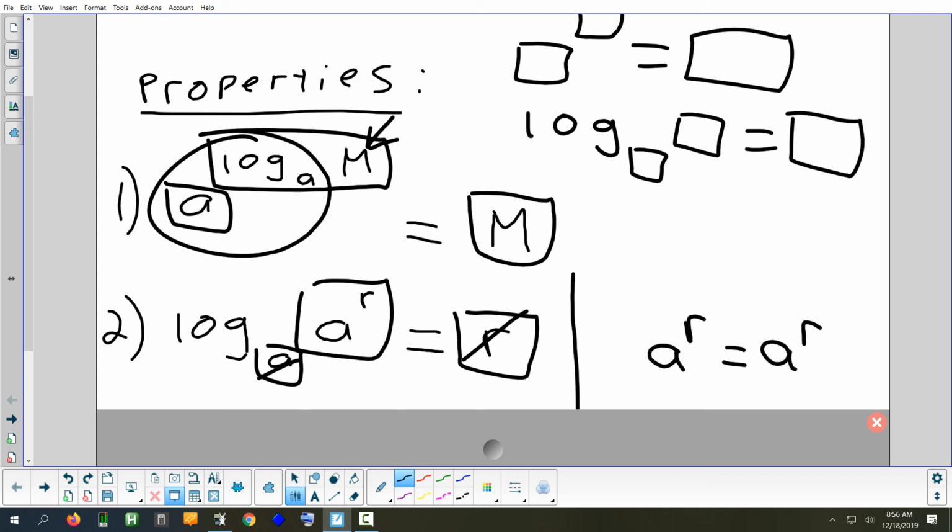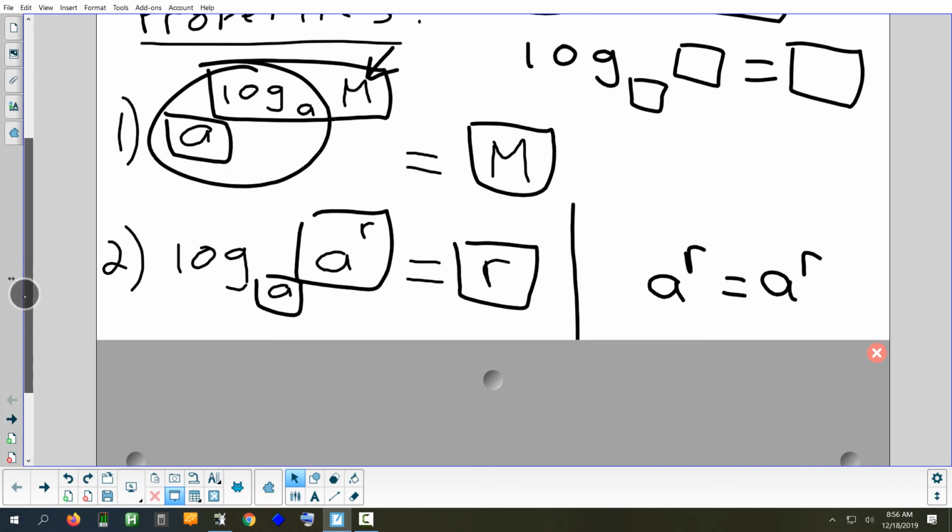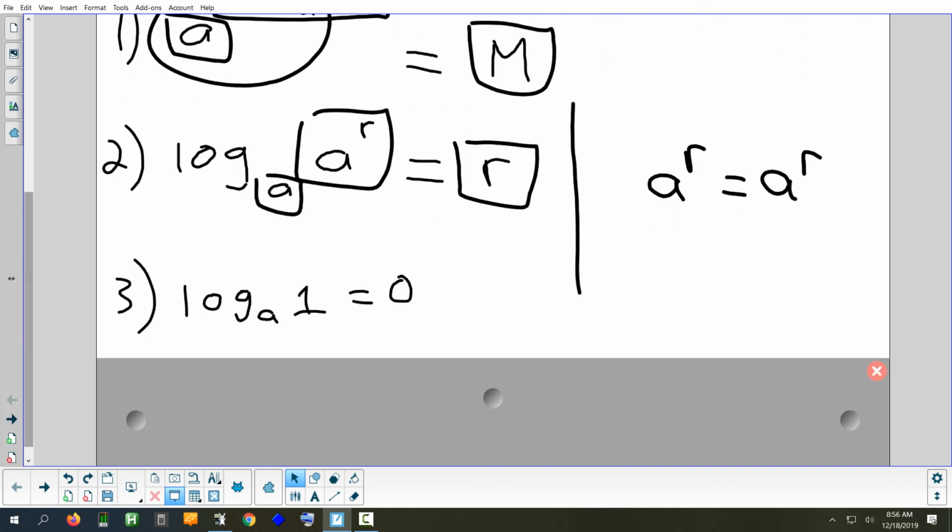This is how you would write it in Algebra 1. You might write like 2 equals 2 or something like that. This is how you can write that same idea as a logarithm. But it means exactly the same thing. I'm not going to cross these out so you can read them. All right, so that's rule 2. Rule 3.